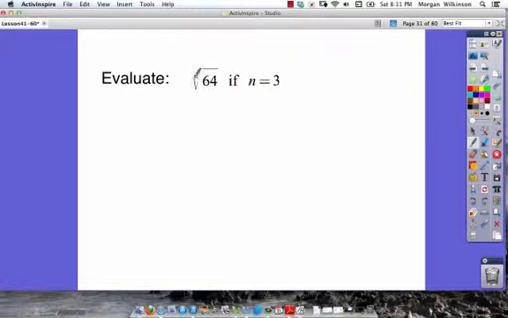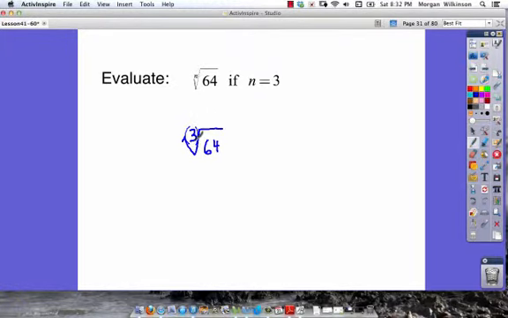Now, we want to evaluate the nth root of 64. Again, that's the nth root of 64 if n is equal to 3. So the problems are telling us what that variable is equal to. It's nice. It makes it a lot easier to solve. It makes it possible to solve and evaluate. So we're going to get the third root of 64. And again, I'm going to put this in parentheses. Whenever you substitute in, you should put parentheses around your value.